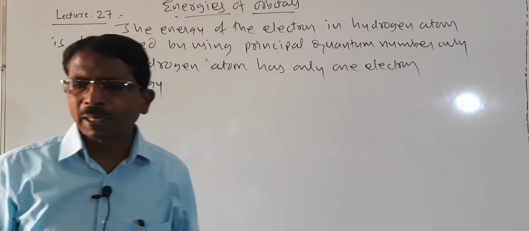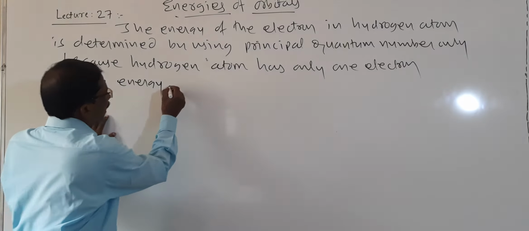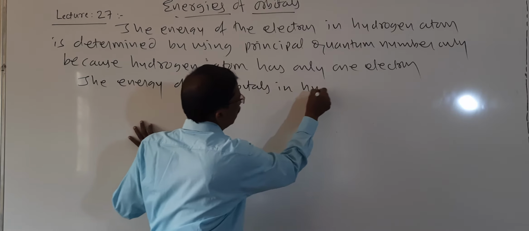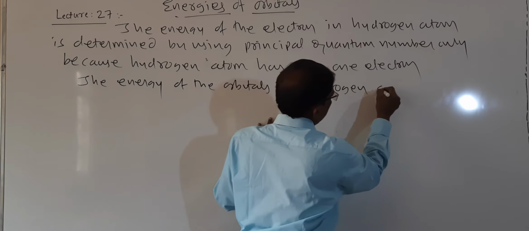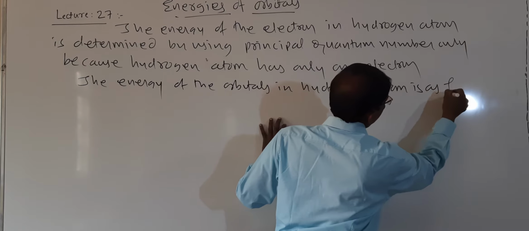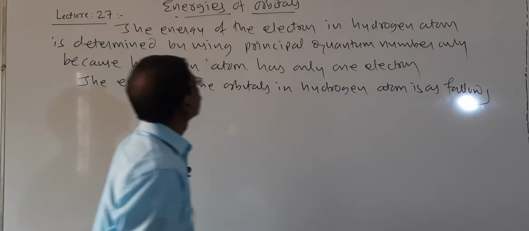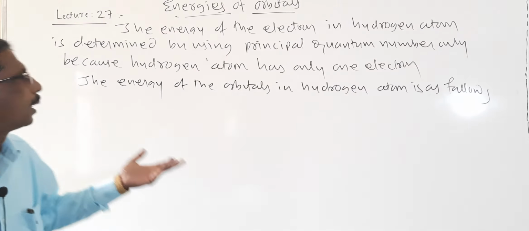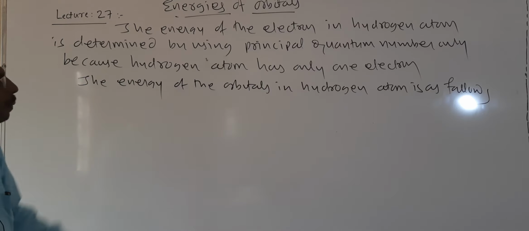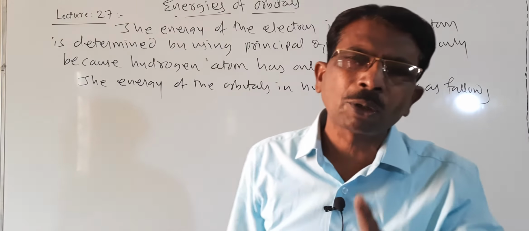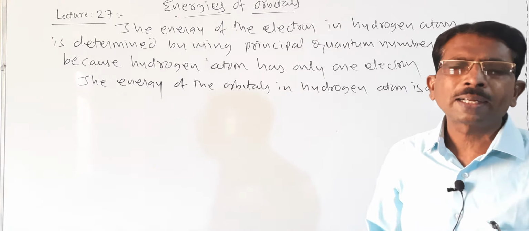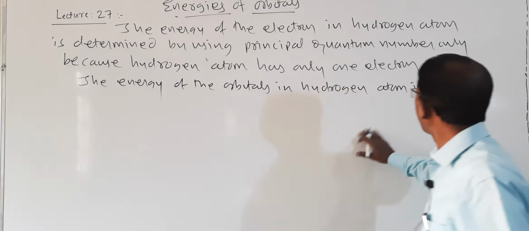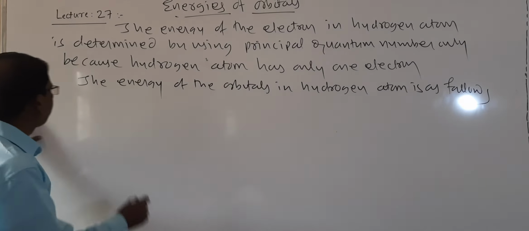Here, the energy of the orbitals in the hydrogen atom is as follows. Look here students, the energy of the electron in the hydrogen atom is determined by using the principal quantum number only, because hydrogen has only one electron and no inter-electron repulsion takes place. And the energy of the orbitals in the hydrogen atom is as follows. Look here, I will represent it diagrammatically.